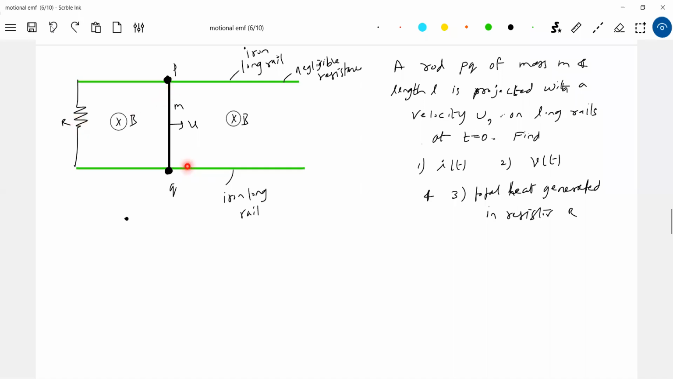I'll project the rod PQ with a velocity U at t equals 0 and release it. Then he's asking: find the expression for induced current, speed of the rod at any time, and total heat generated in the resistor.